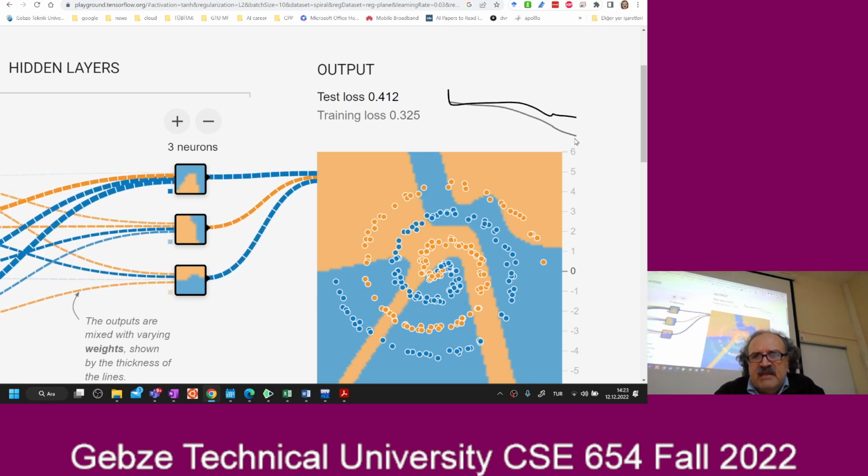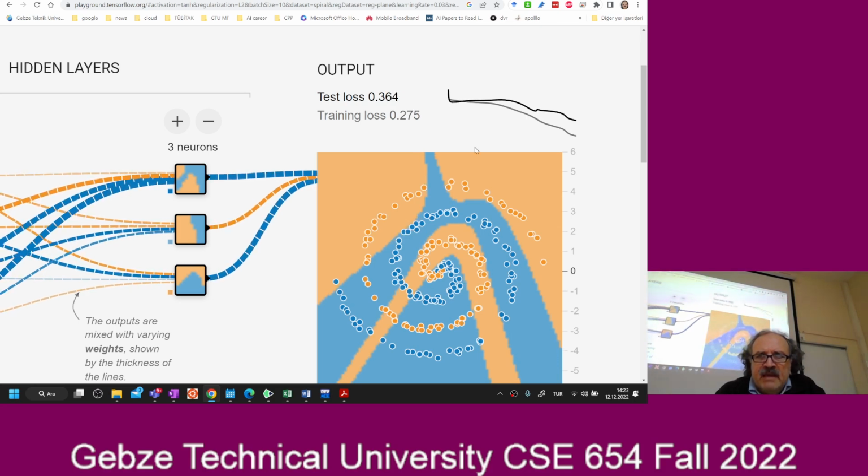This one is getting smaller. Well, both of them are getting smaller. It's a good sign. Again, this is overfit. Here is overfit. Another overfit there.